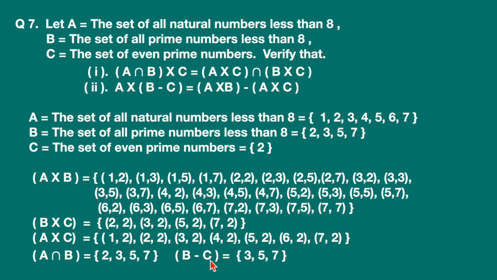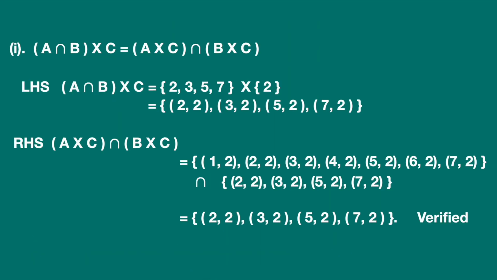Okay. B difference C is what? All the elements in B, but it should not be in C. Only exclusively it should be in B. So what is this? We should not consider 2 because it is in C. Only the elements 3, 5 and 7. That is B difference C. Okay. Now easy. Let's do the first sum.